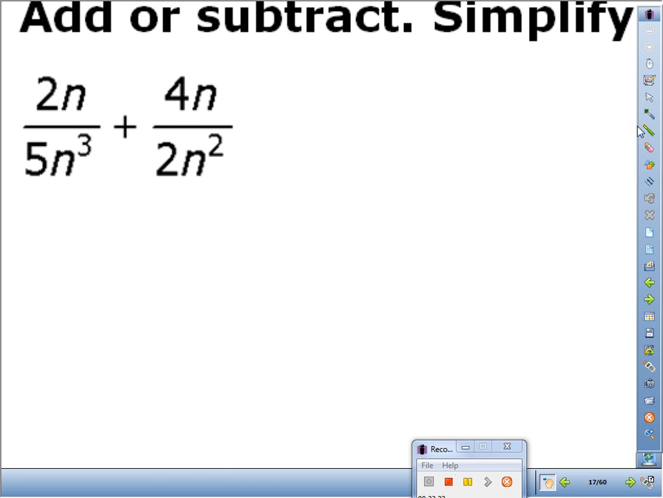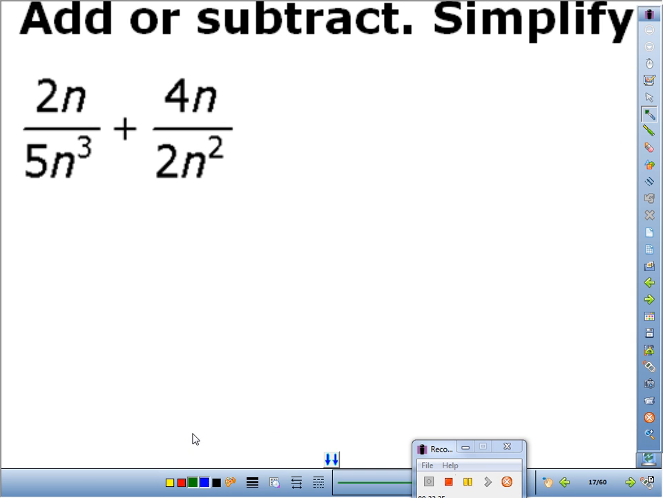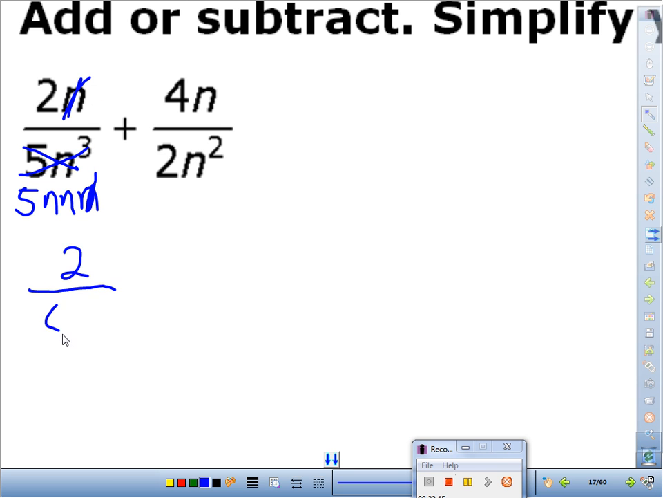I'm going to focus on the first fraction. This one. Can I factor any more the numerator? No. How about the denominator? Yes. 5n, n, n. So, are there any giant ones here? 1n and 1n. What do we have left? 2, 5, n, n. Are we there so far?